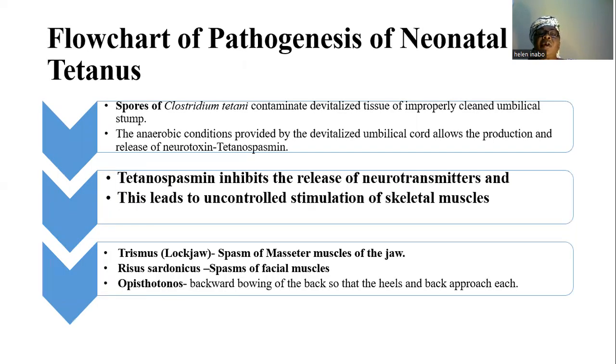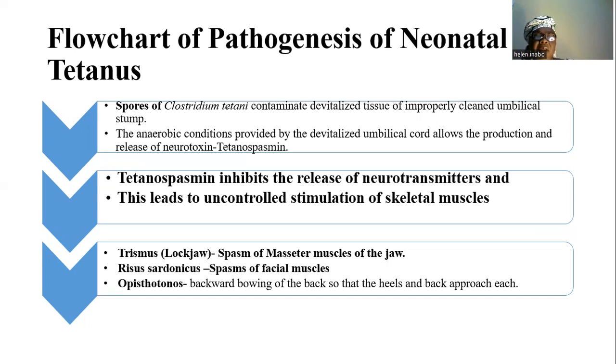Here is a flowchart of the pathogenesis of neonatal tetanus. In summary, spores of Clostridium tetani contaminate the devitalized tissue of the improperly cleaned umbilical cord stump. The anaerobic conditions provided by the devitalized umbilical cord stump allow the production and release of neurotoxin tetanospermin. This tetanospermin then inhibits the release of neurotransmitters, and this leads to uncontrolled stimulation of skeletal muscles.